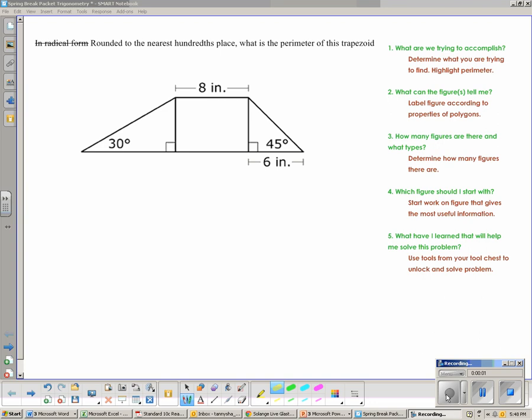Guys, I'm going to be helping you to get through the guided practice for the trigonometric ratios problems, or the trigonometry problems. Let's go ahead and start with our problem. Notice here that I got rid of the radical form. Instead, we're going to round to the nearest hundredths place.